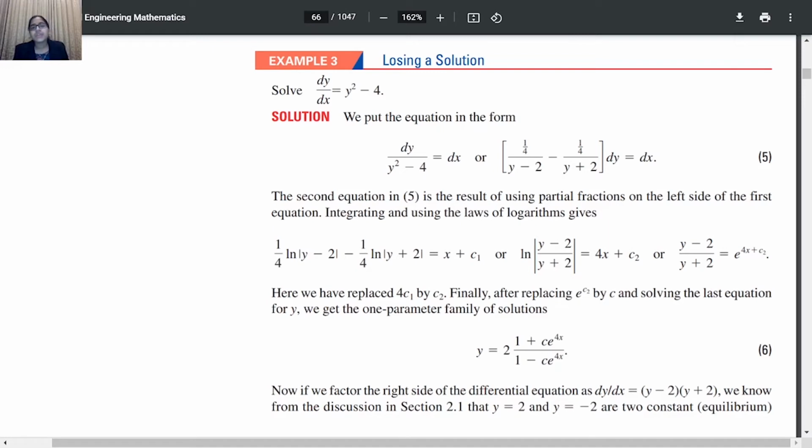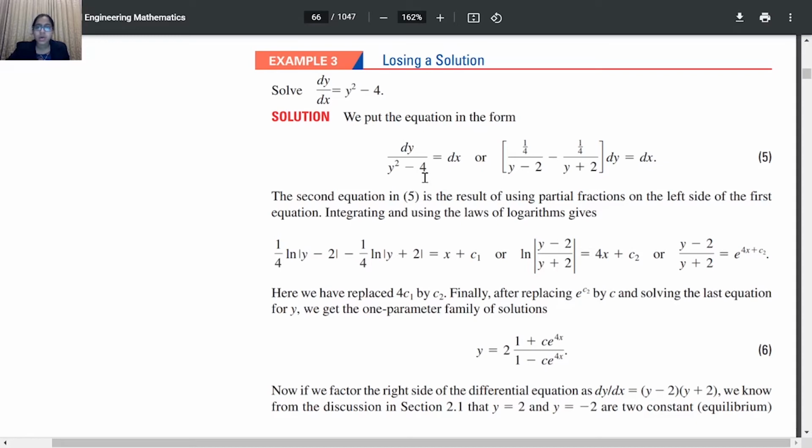So we are asked to solve in this example dy by dx is equal to y square minus 4, right? Here there is no variable of x on the right hand side. So we can write this as dy by y square minus 4 is equal to dx. Now integrating 1 by y square minus 4 with respect to y, and integrating dx. Integration of dx is easy. To integrate this side, you can use the direct formula, the integral of 1 by x square minus a square.